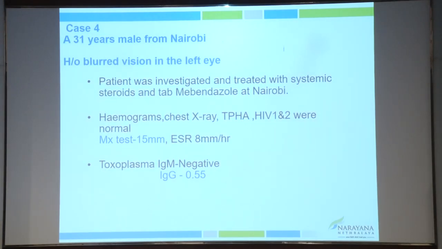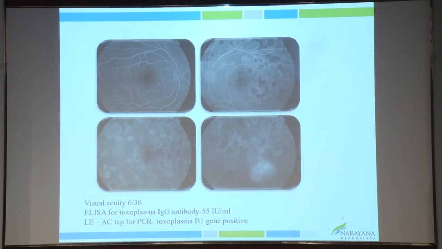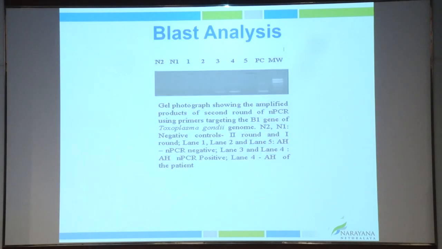The next case is a 31-year-old male who presented with blurred vision. He had been extensively investigated. Mantoux was positive and toxo IgG was positive. He presented like a serpiginous-like choroiditis. We all know that in our part of the country, whenever we see a serpiginous-like choroiditis, tuberculosis is the first differential diagnosis. FFA confirmed activity.